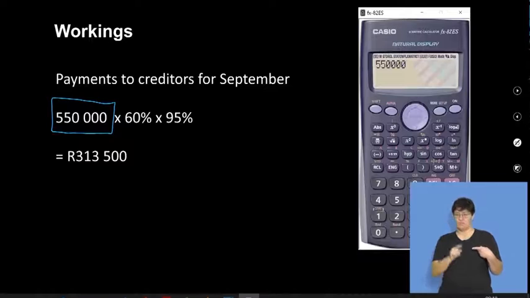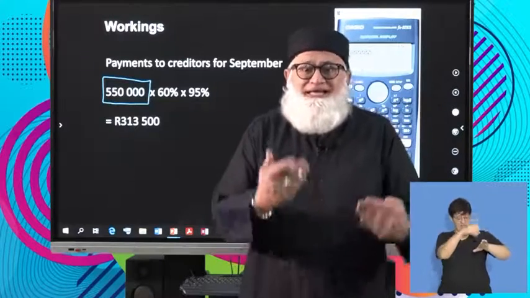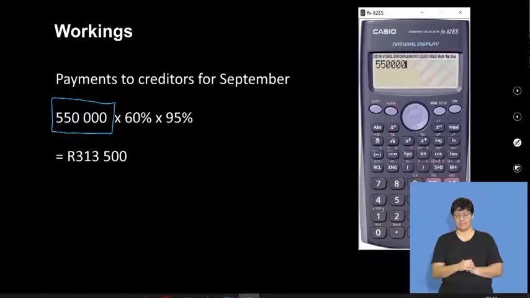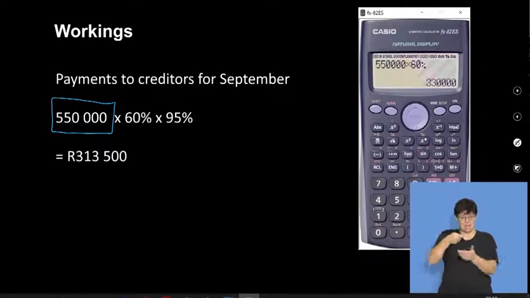Work out your credit component. What percentage was bought on credit? Remember, 40% was cash, so obviously 60% would be the amount that you are buying on credit. Okay, so multiply that by 60%. Let's do that. Okay, there we go. We've got our 60%. Now, what's this calculation? Once you've ascertained your credit purchases, like we have, which is 330,000, okay?